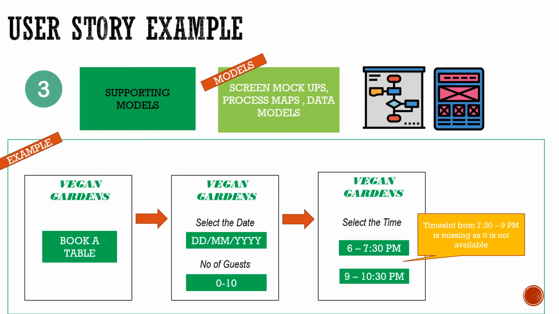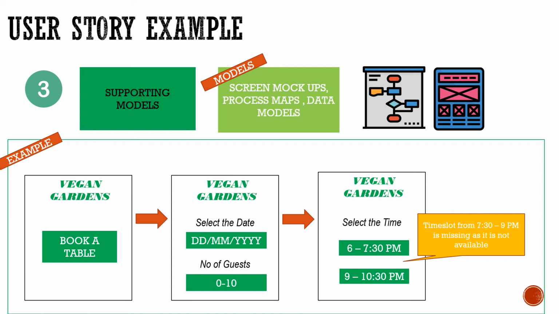An example: the first box is just a mockup of the Vegan Gardens mobile app. This is a book a table button. When a customer clicks on it, they are directed to a screen where they can select the date and the number of guests, and once they select the date and number of guests and click the next button, they are redirected to another screen which shows the list of time slots which are available.